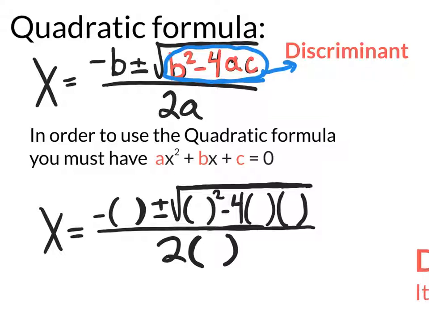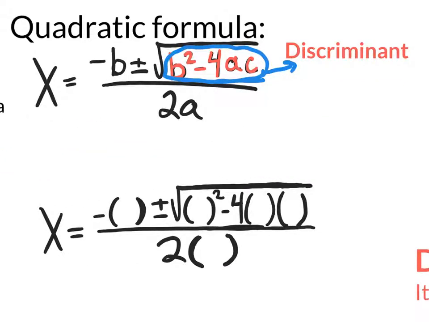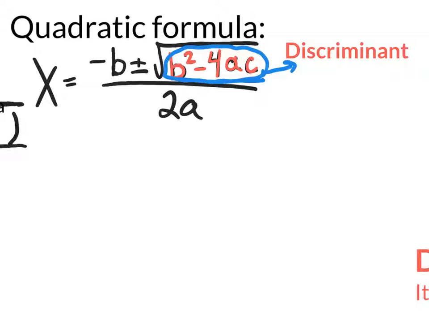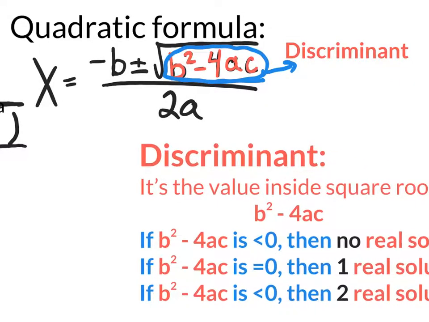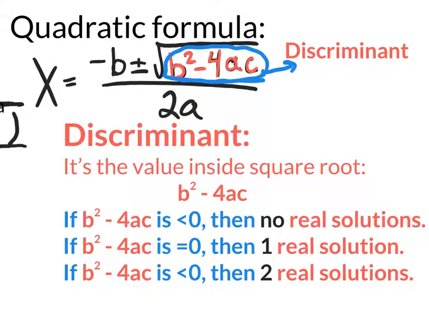As a matter of fact, let's take down some good notes on the discriminant. So you've already copied down the quadratic formula. Now let's talk about the discriminant. What is the discriminant? It's the value inside the square root of the quadratic formula. Okay, it's the b squared minus 4ac.